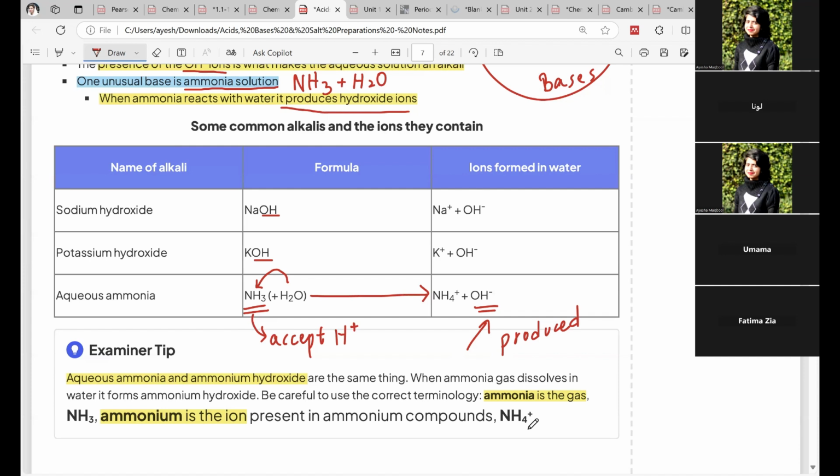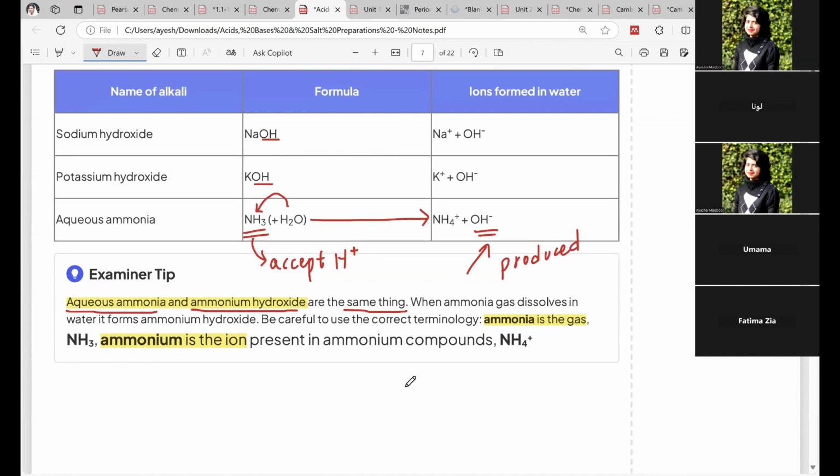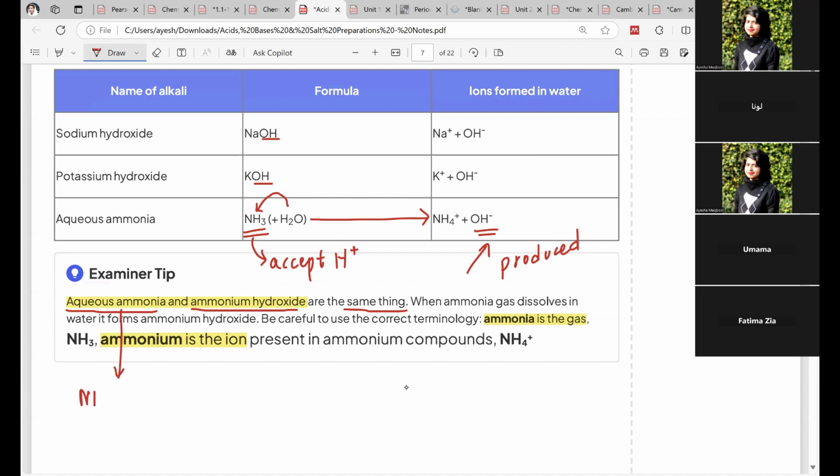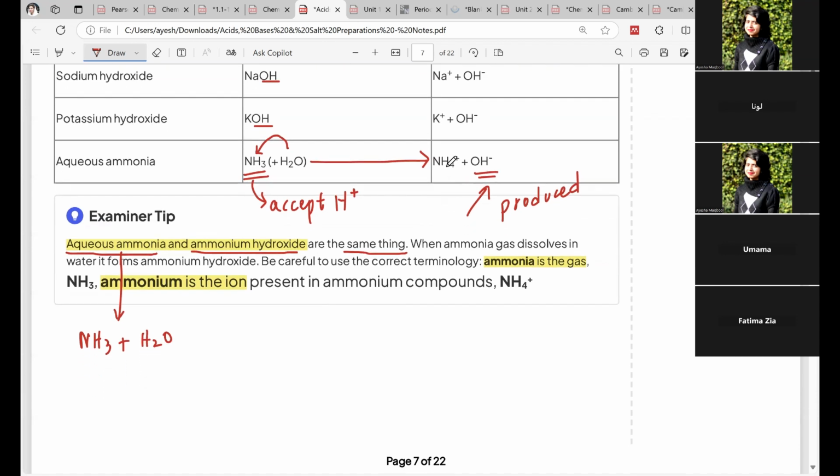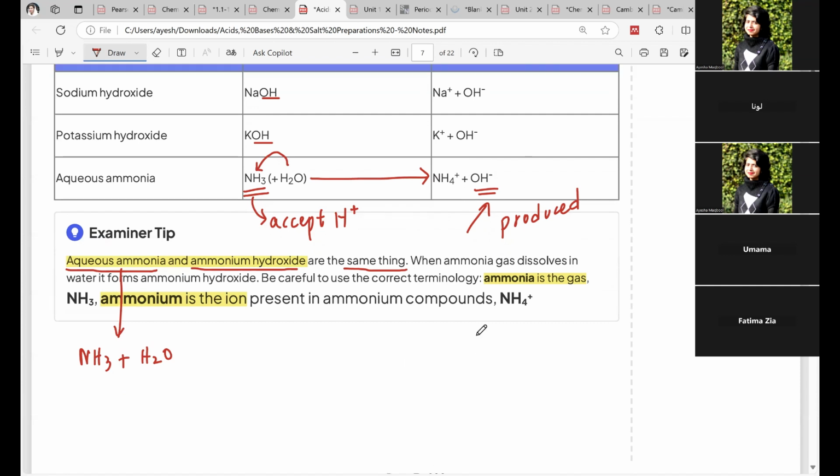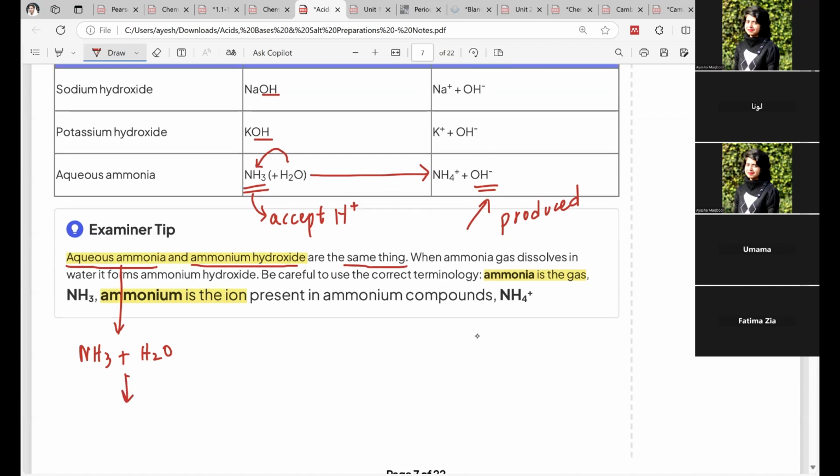If we talk about these two words, aqueous ammonia and ammonium hydroxide, these are basically the same thing, two different names for the same thing. What does this mean? Just write it with me. Aqueous ammonia means ammonia mixed in water. As we just said here, when ammonia mixes with water, it produces NH4 positive and OH negative ion. So we can also say it NH4 positive and OH negative ion.